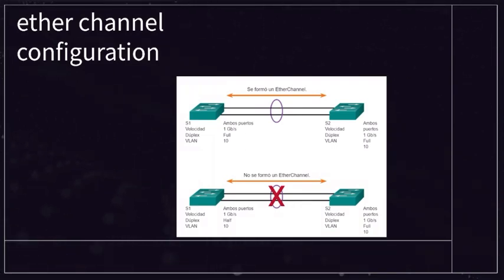Right, EtherChannels can be formed through negotiation with one of two protocols, PAgP or LACP. These protocols allow ports with similar characteristics to form a channel through dynamic negotiation with adjacent switches. PAgP is a Cisco proprietary protocol that aids in the automatic creation of EtherChannel links.